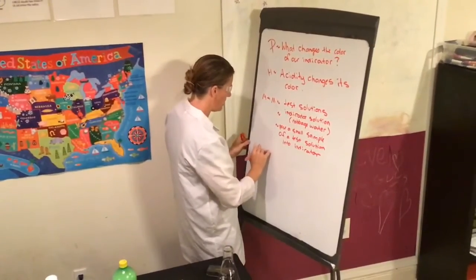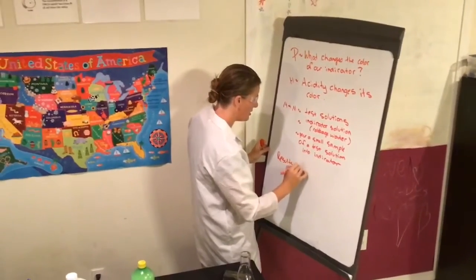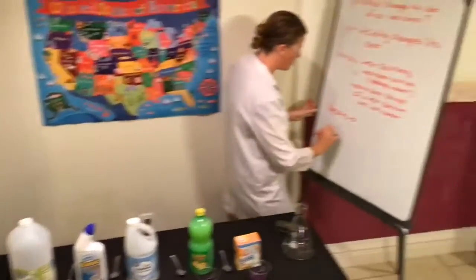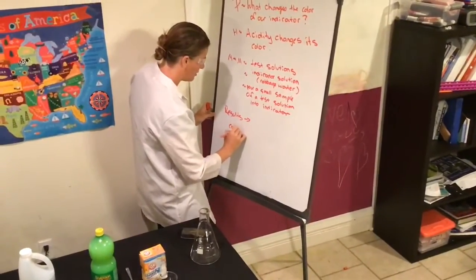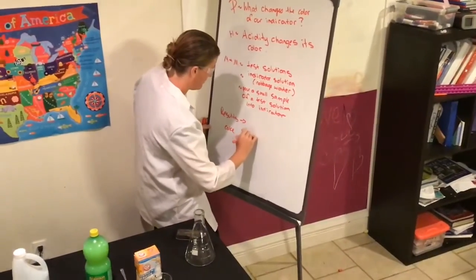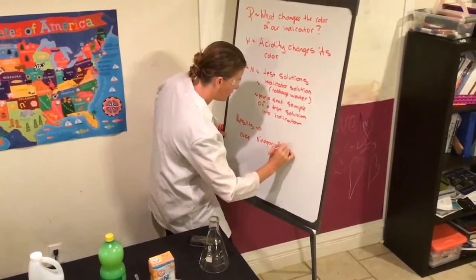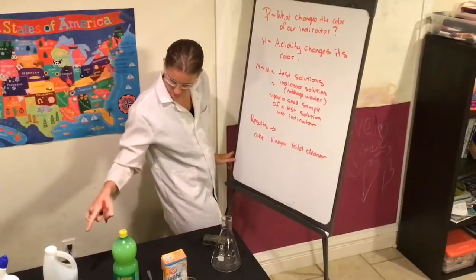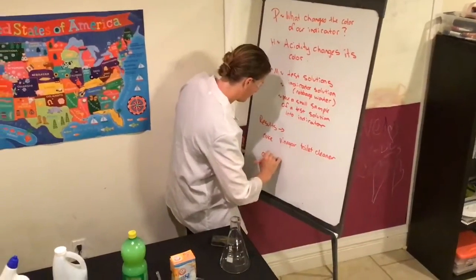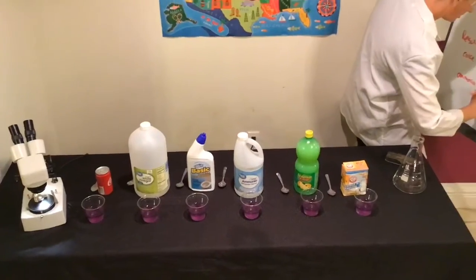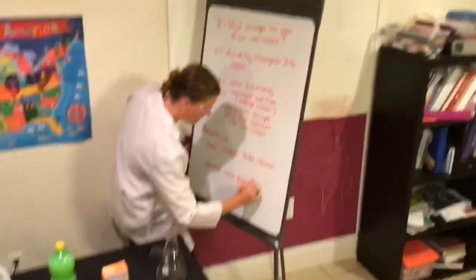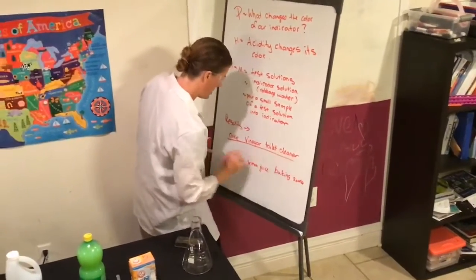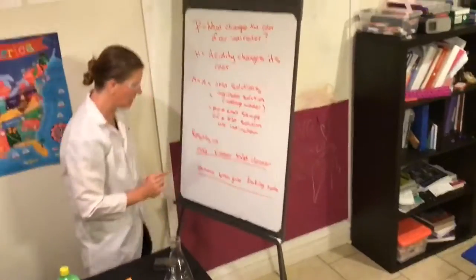And then we have results. We'll see what happens. We can make ourselves a little chart if we want. We've got Coke, vinegar, toilet cleaner, ammonia, lemon juice, and baking soda. And then under each of these, we will indicate the color that it turns.